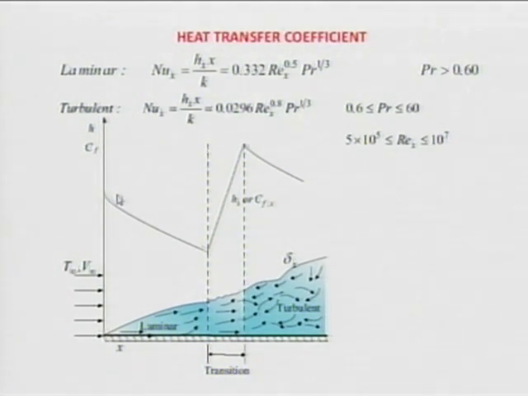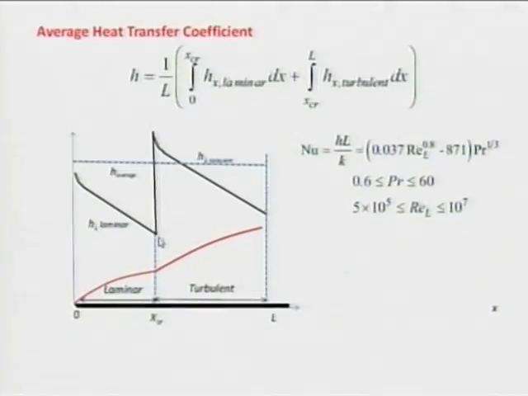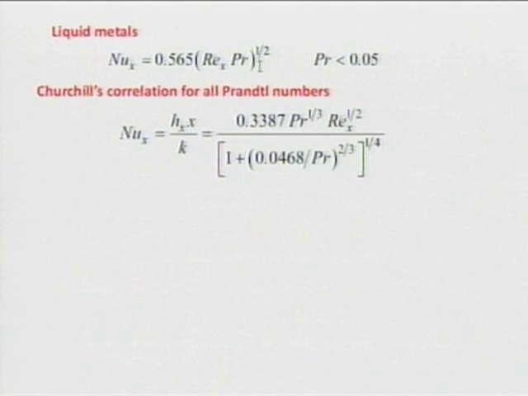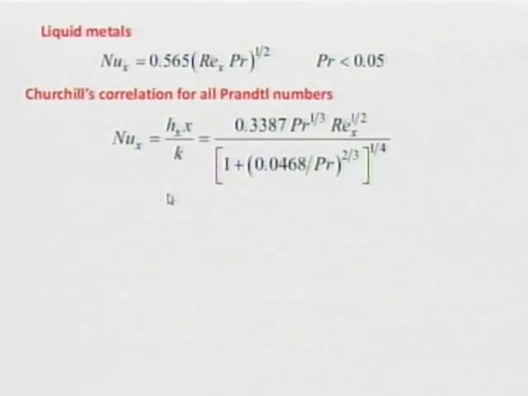Okay. So then you get the average heat transfer coefficient. Here it is. For liquid metals, you have 0.565 Re_x to the power of half and Pr to the power of half. So for liquid metals, this is again laminar.